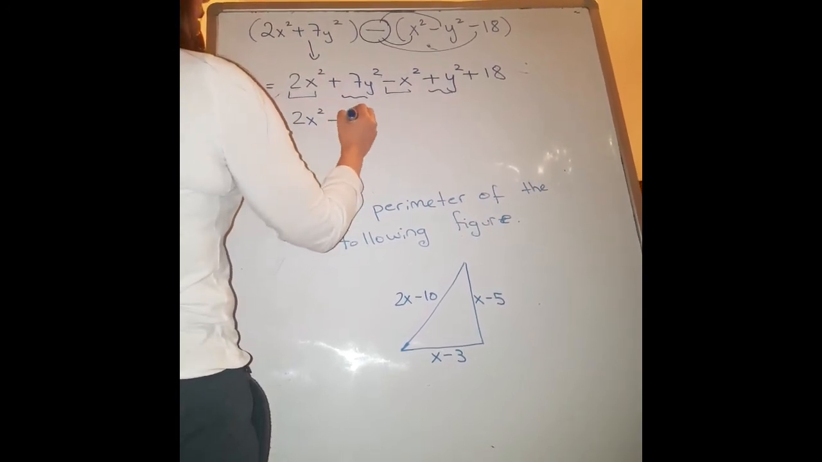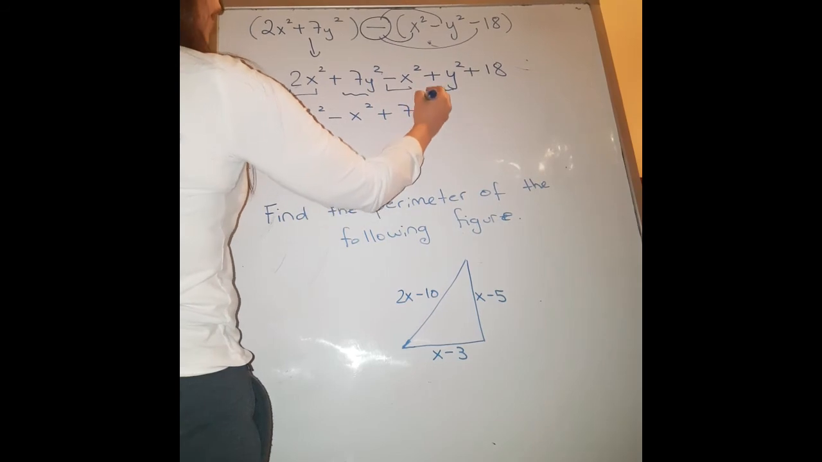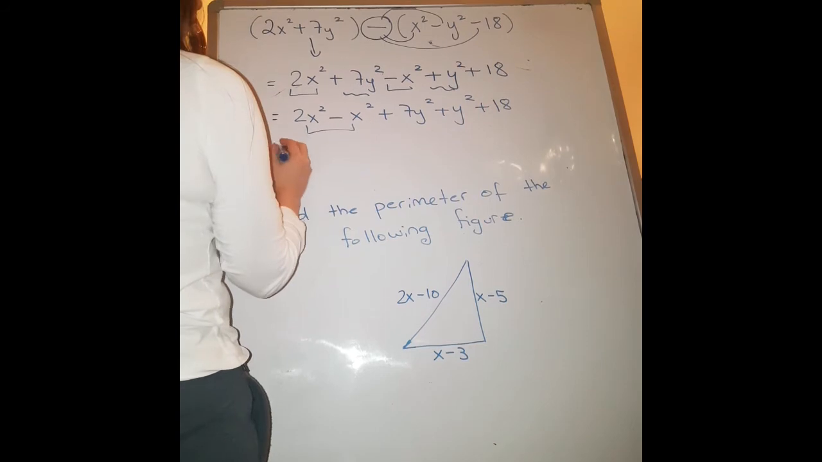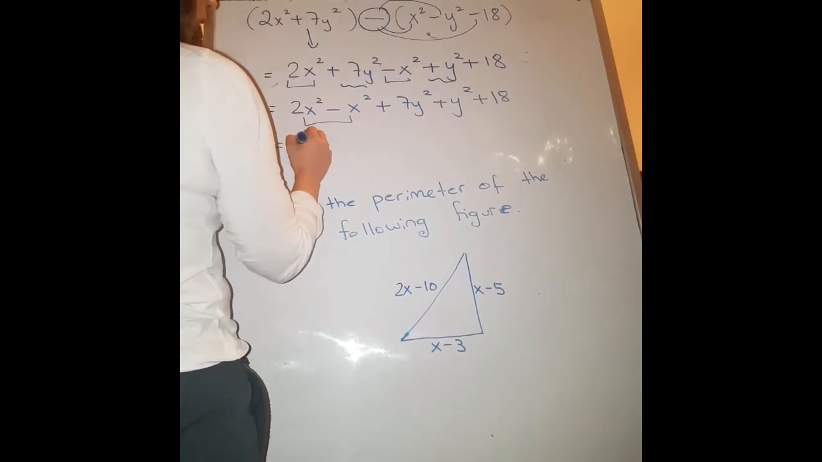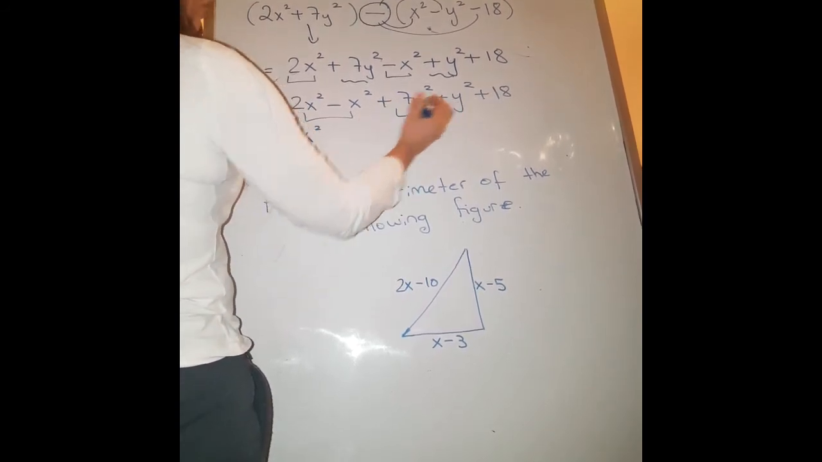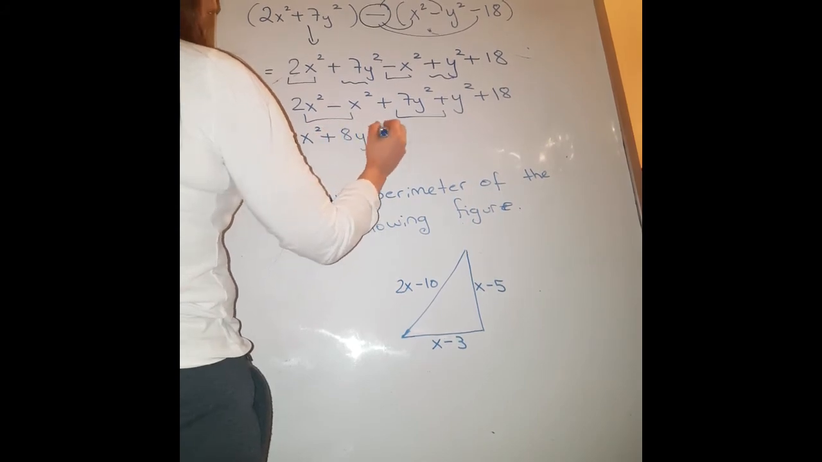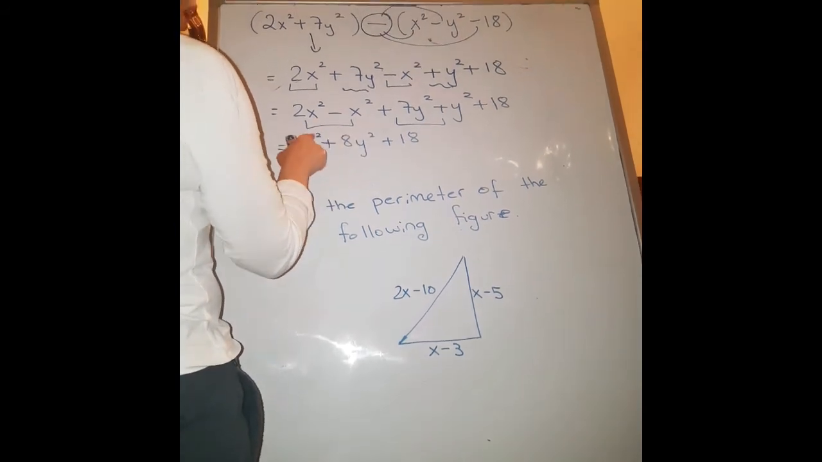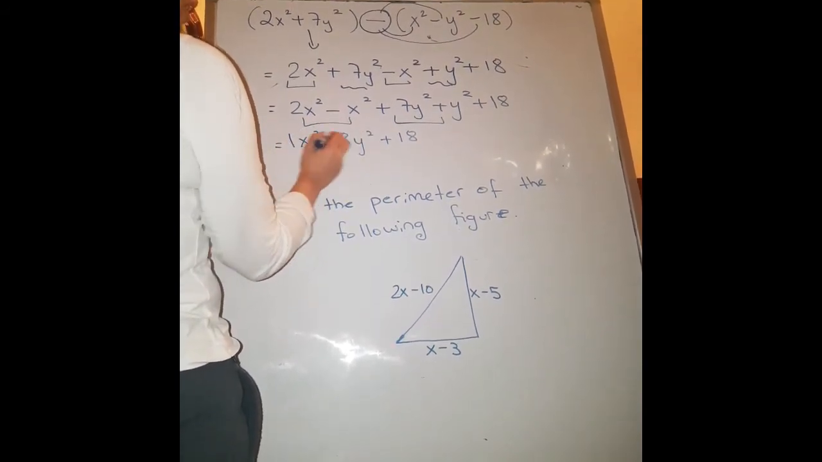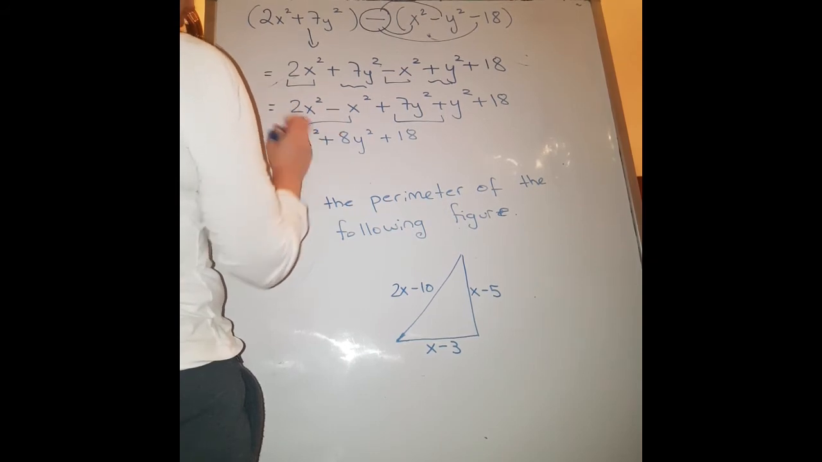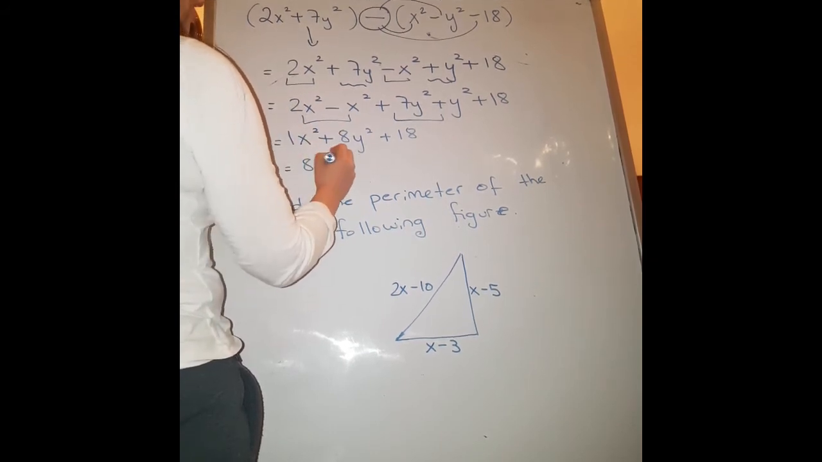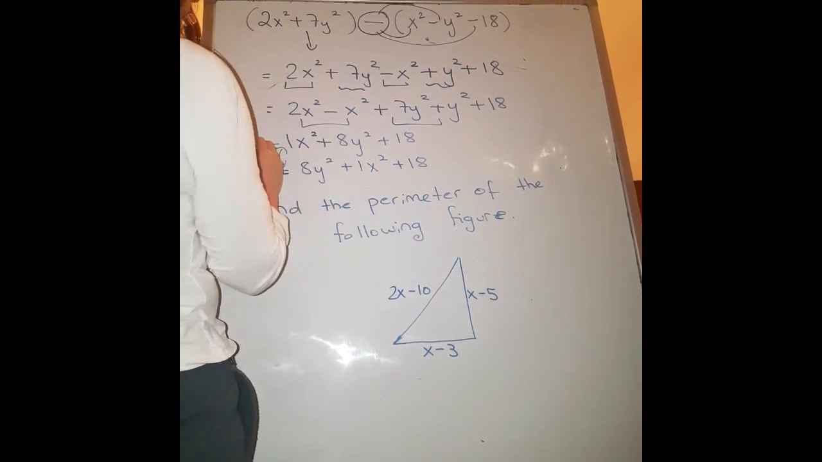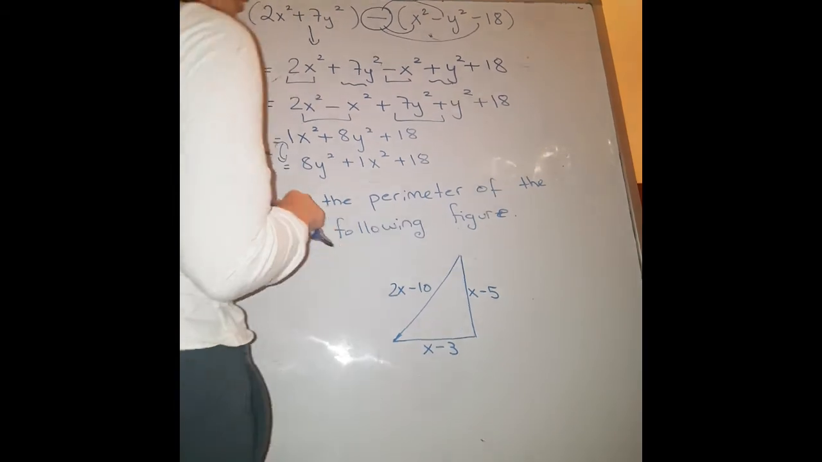2x to the second minus x to the second plus 7y to the second plus y to the second plus 18. I start adding and subtracting. 2 minus 1 is 1, x to the second. Plus 7 plus 1 is a plus 8, y to the second plus 18. Here it doesn't matter which comes first because both of them have the same degree, but the x comes before the y, that's why I leave it. But I can rewrite it again as 8y to the second plus 1x to the second plus 18. Both are the same. Okay, let's look at the perimeter.